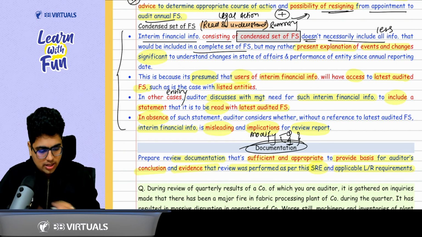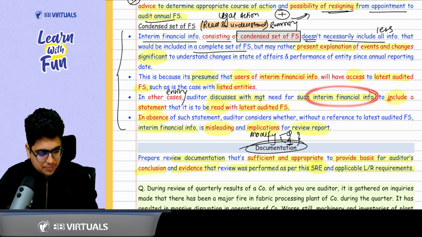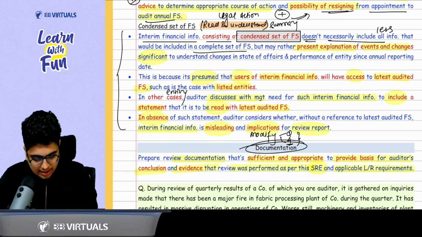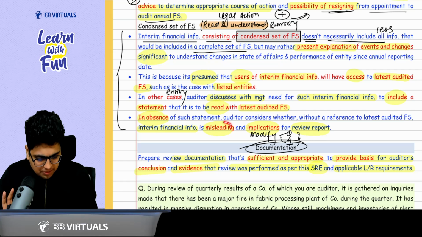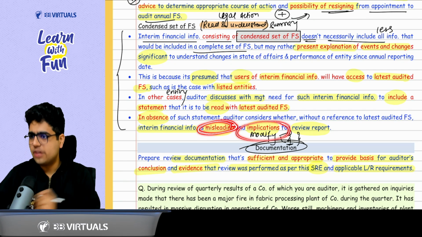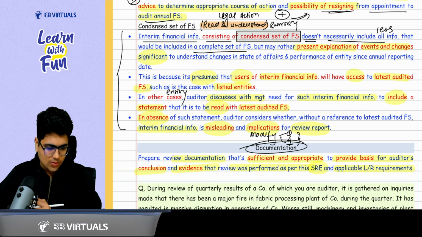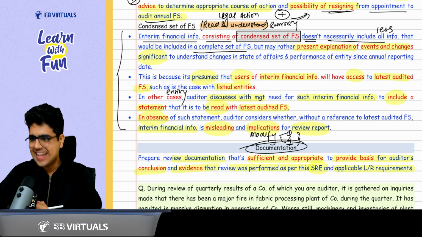The answer is no. Then in that case, you need to discuss with the management that the interim financial statement should include a statement that read these interim financial statements with the latest audited financial statements. If this statement is not included, it will be considered misleading and then modify your review report. That's all about it.